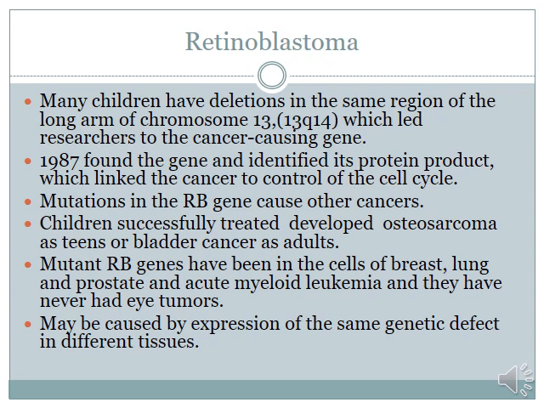Children successfully treated have been shown to develop osteosarcoma as teenagers or bladder cancer as adults. Mutant RB genes have been found in the cells of breast, lung, prostate, and acute myeloid leukemia patients, and in these people, they have never had eye tumors. This may be caused by an expression of the same genetic defect in different tissues.